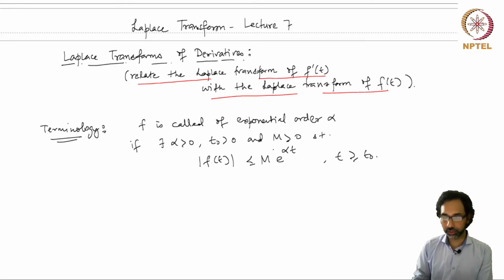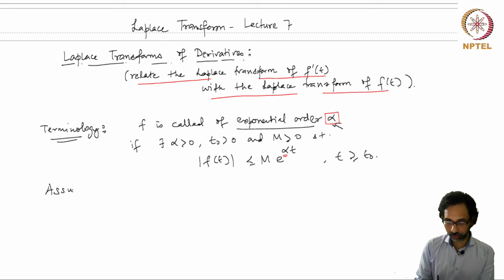So, this is just the definition of exponential order that we know, but now we are focusing on the exponent alpha that appears in the right hand side of the inequality. So, we will call the function of exponential order alpha when alpha is the coefficient next to t in the exponentiation.